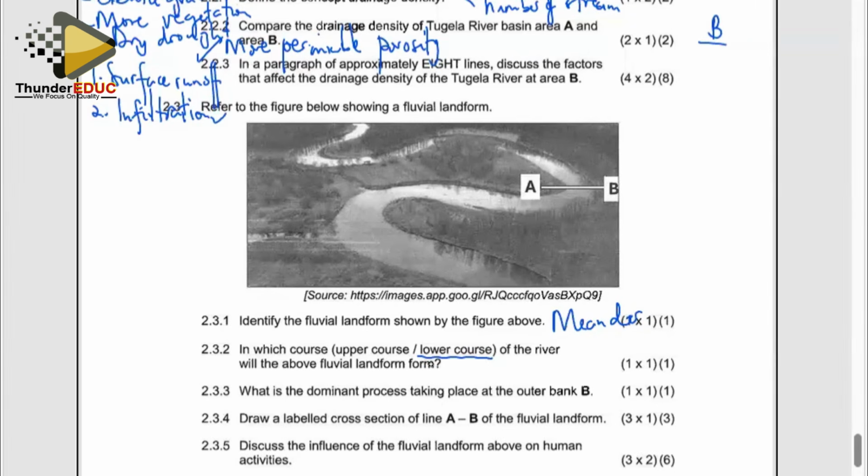What is the dominant process taking place at the outer bank? Right, these two banks, Bank A and Bank B, this is the outer and this is the inner. On the inner, there's deposition, there's less velocity, the water flows slower, and there's more deposition. On the outer, the water flows faster, and there is erosion. So those are the two processes. So it's erosion on the outer.